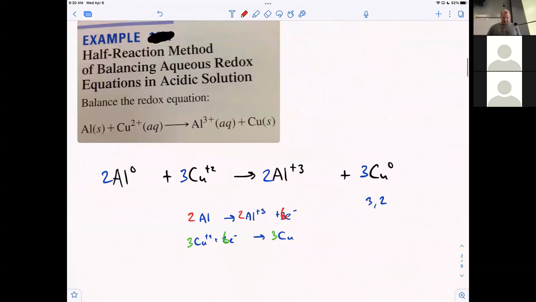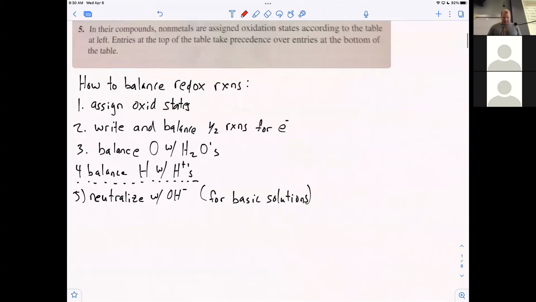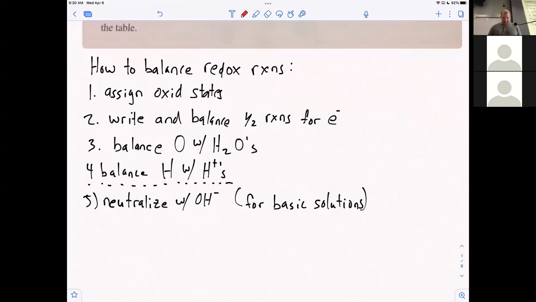so here are the steps. You assign oxidation states, write the half reactions. Now you balance oxygens with water.